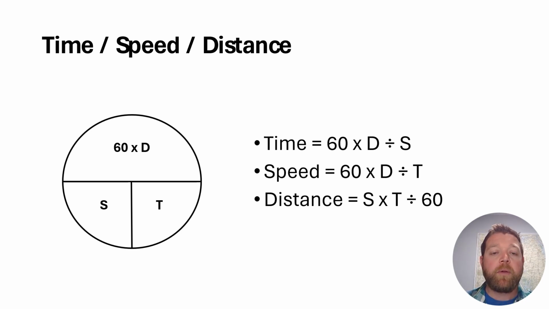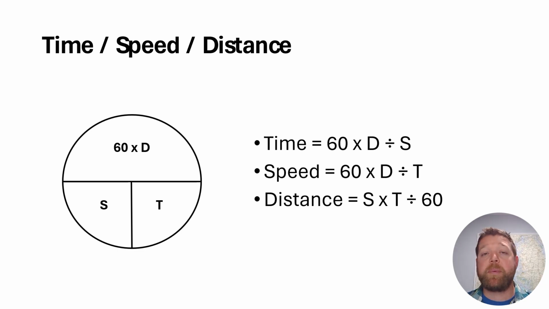All right, so let's look at this again. If we're going to solve for speed, well, we're going to take 60 times our distance, and we're going to divide by our time, which would be in minutes. And that's going to give us our speed. So far, pretty straightforward. And if we are looking for distance, then we would have our speed and our time. We're going to go speed times time because we're crossing that vertical line, and then we're going to divide by that 60, and that is going to give us our distance.